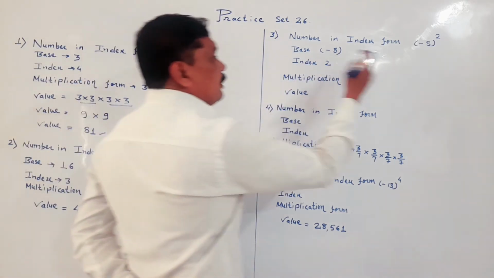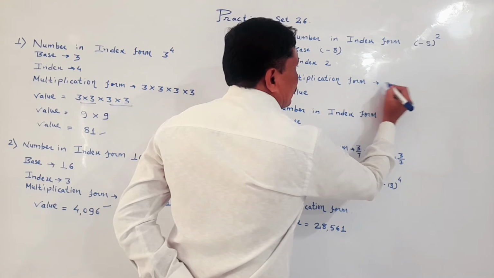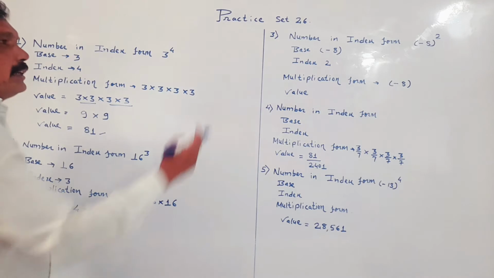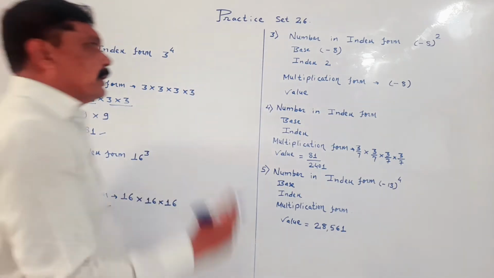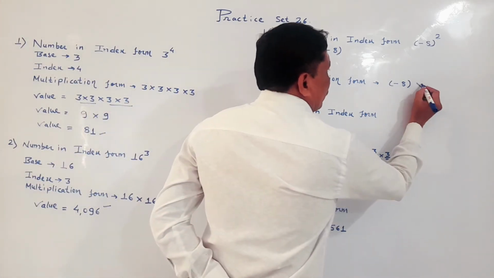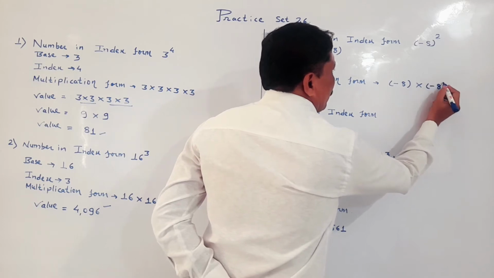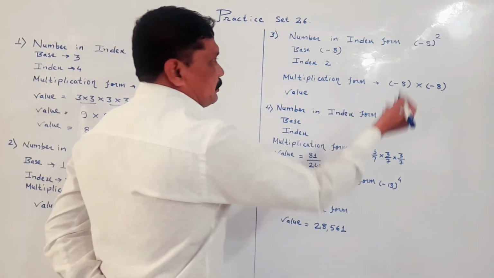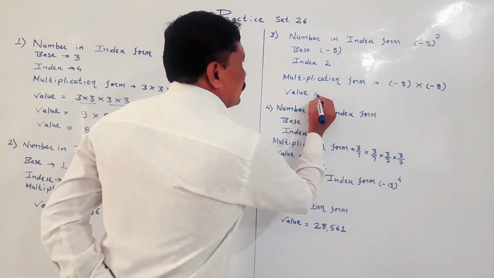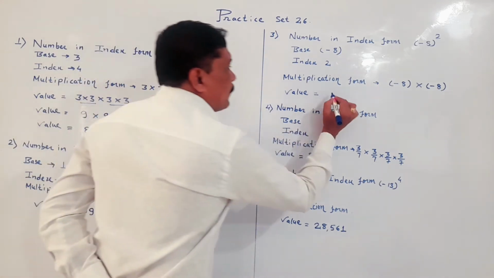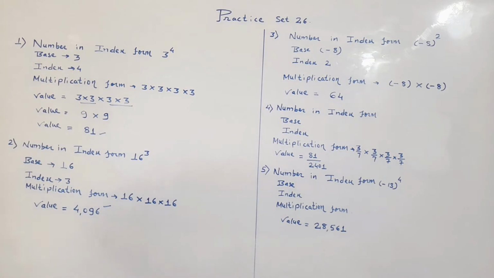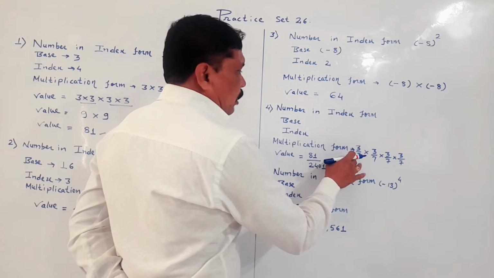Now my dear student, we will write the base minus 8 and we will consider the index. Index is 2. So 2 times we have to multiply minus 8. So minus 8 into minus 8. My dear student, 8 8s are 64 and minus minus will become plus. So the answer is 64.